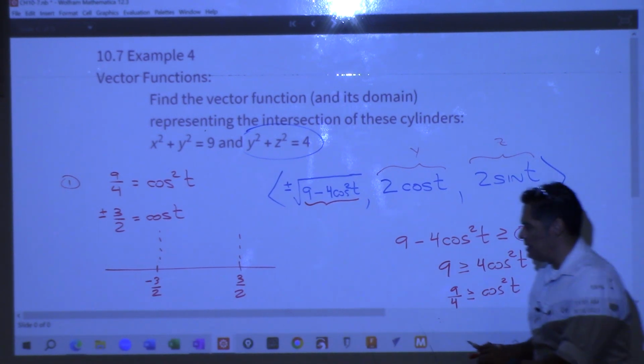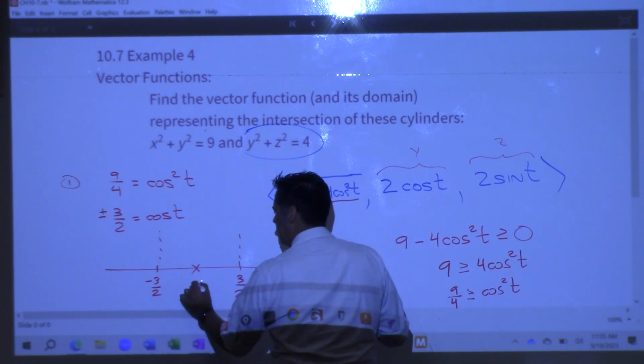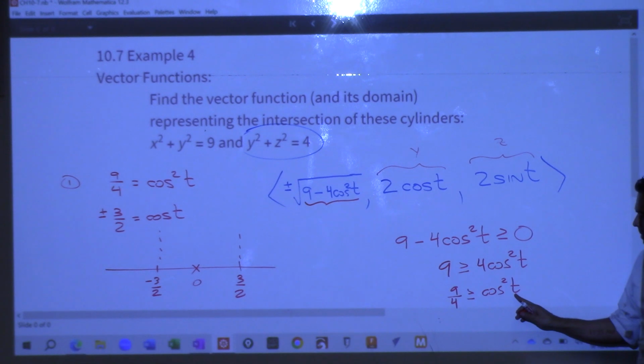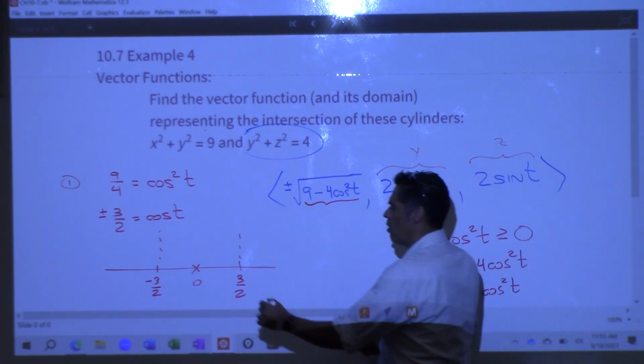So let's check the easiest one. What's the number in here? 0. Let's check 0 in here. What's cosine of 0? 1. 1 squared? 1. Is 9/4 bigger than 1? Yes. So this region works.